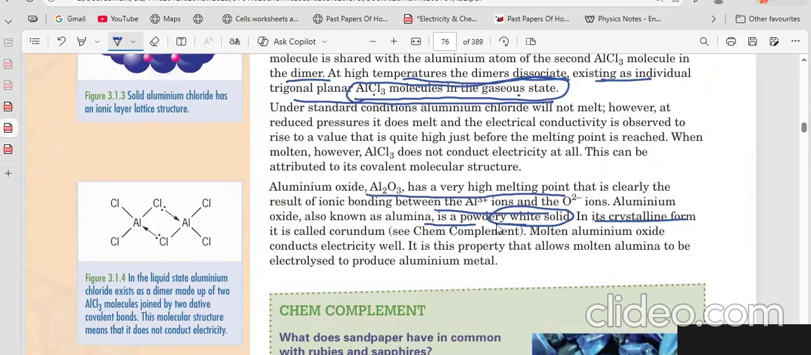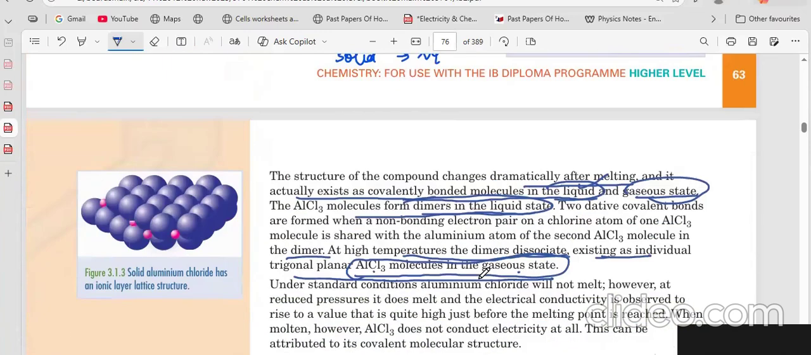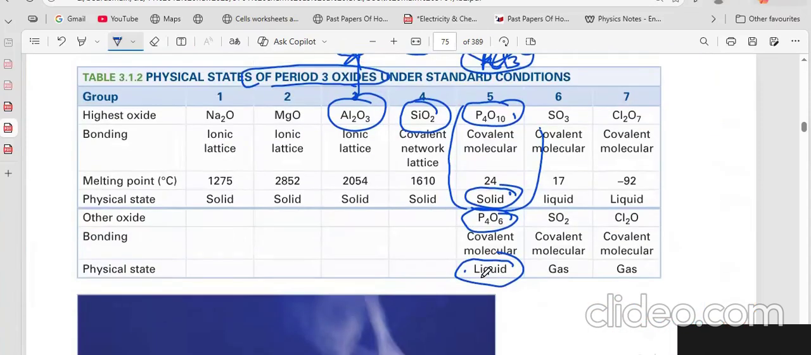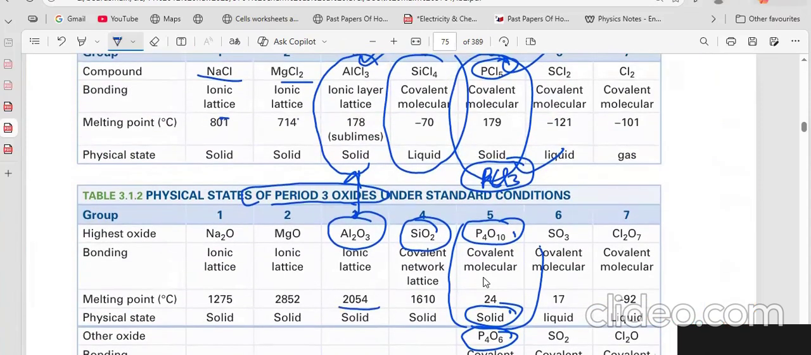Similarly, Al2O3 has a high melting point because it's ionic. They're not AlCl3, okay? It's Al2O3. So see the comparison. This has a very high melting point and this is very low.